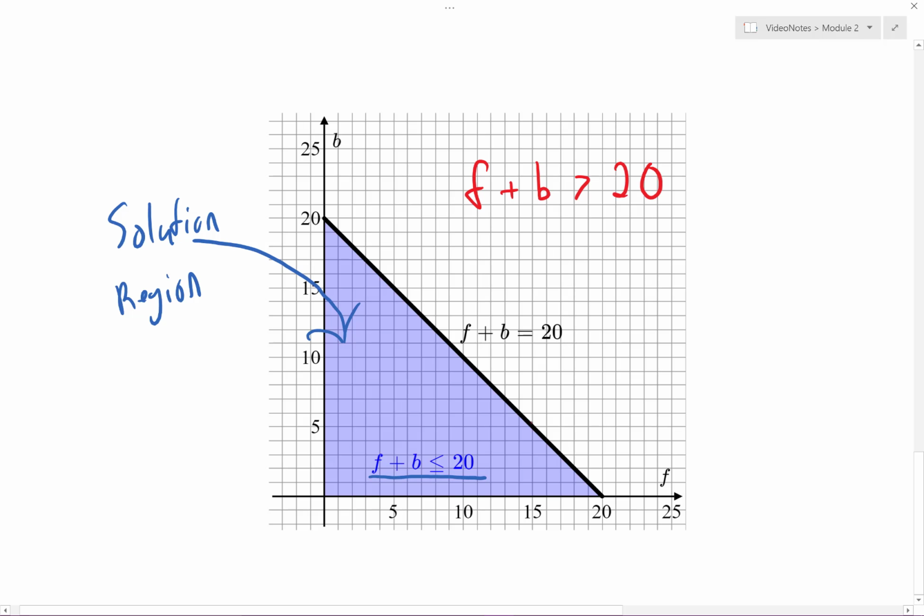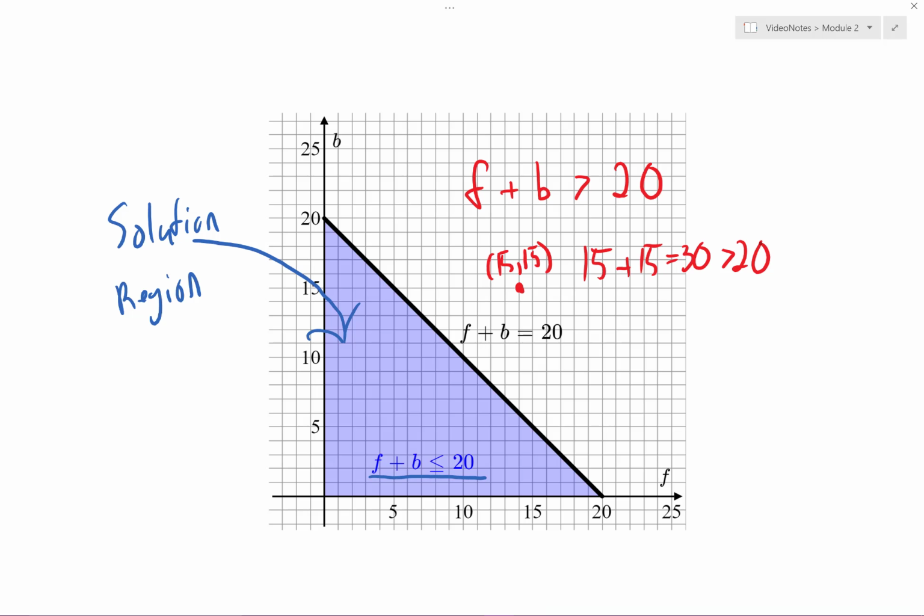So for example, the point (15, 15) is outside of the shaded region, and this represents that Janet purchased 15 fantail goldfish and 15 black moor goldfish, and so she purchased 30 goldfish in total, which is clearly greater than 20. And so this is not a valid purchasing option.